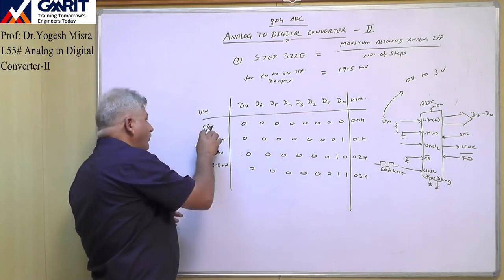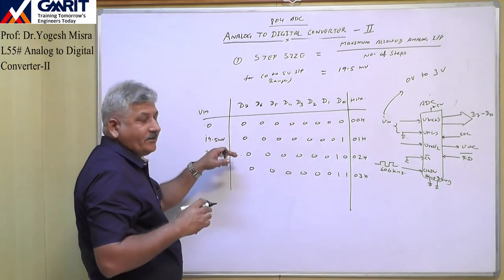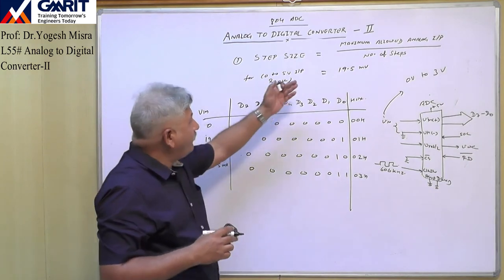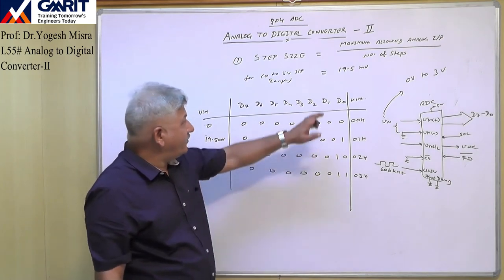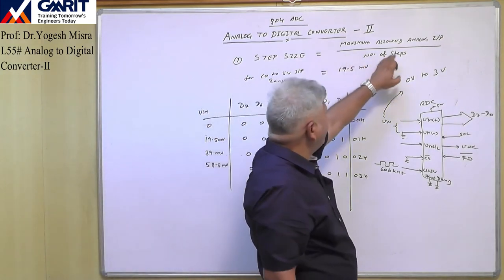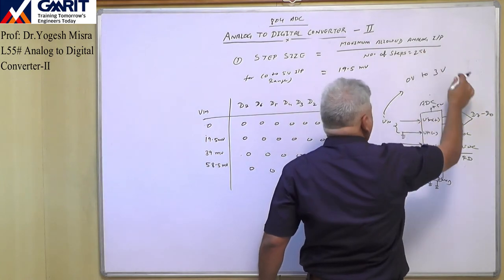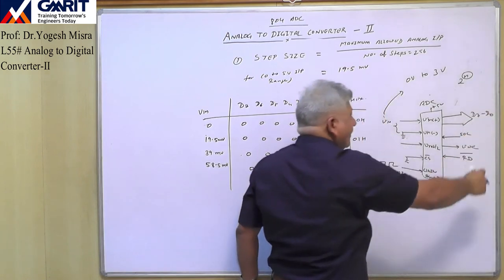So to make this ADC sense the lower voltage, voltage less than 19.5, what we will do, we have to reduce the step size. How can we reduce the step size? See in this formula, the number of steps is constant. It is 256, because it is 2 raised to the power n. N is the number of digital output lines.